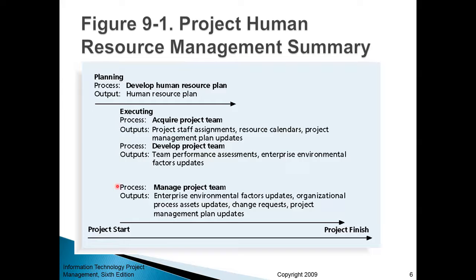So here we have a summary of those processes. There are some outputs associated with those processes. You can pause for a second and take a look at this diagram. Those are the areas that we're going to discuss in chapter 9. So this completes part 2 of chapter 9.